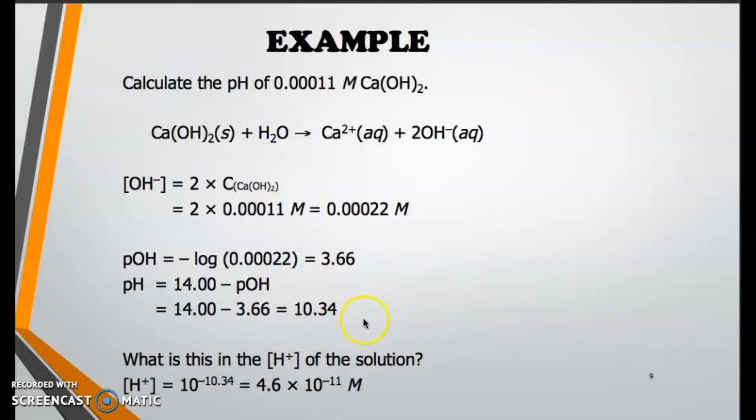If you want to find the concentration of hydrogen ion, the concentration of hydrogen ion is equal to the antilog negative pH, which is 10.34, and is equal to 4.6 × 10^-11 molar.